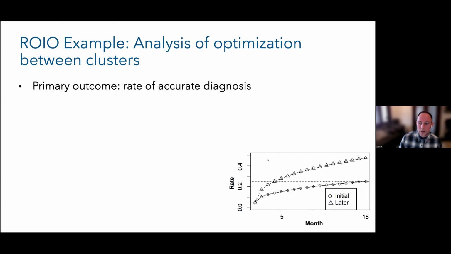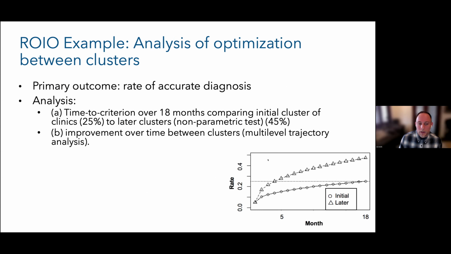Okay, so let's look at some analysis questions. Our primary outcome here was the rate of accurate diagnosis. This allowed us to have cross-sectional data every month that could be modeled as a trajectory that you see in the bottom right here. So we have multiple analysis options that are all complementary, right? They answer different questions, but together they help us determine what is optimal.